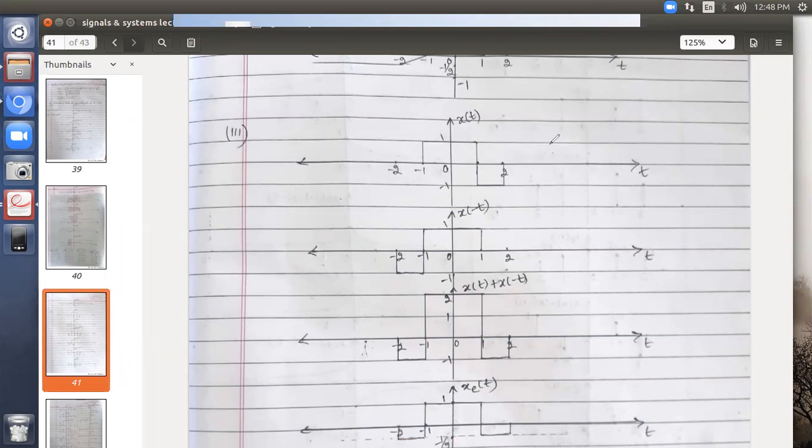Similarly, let's go for the odd part. To get the odd part, we have to go for subtraction.